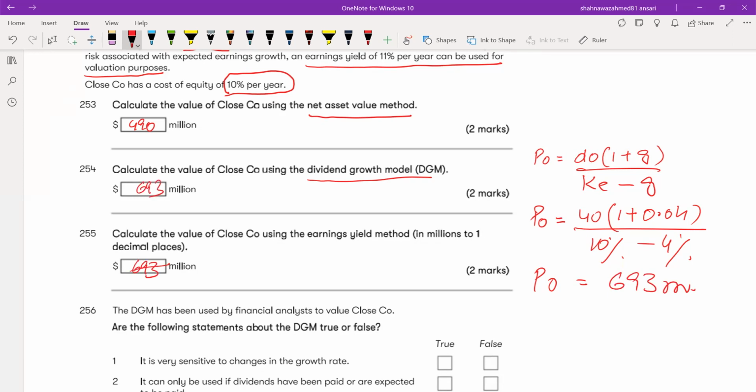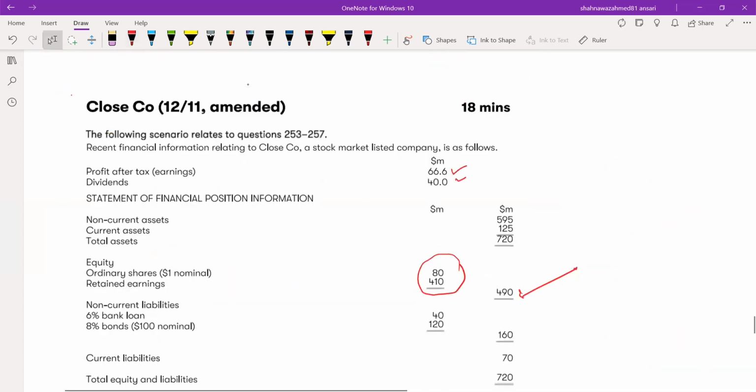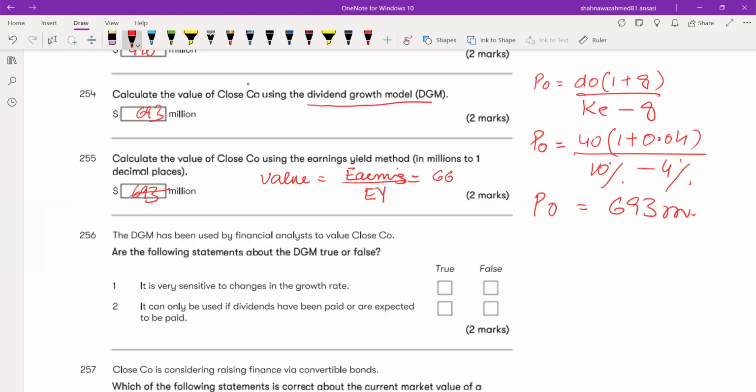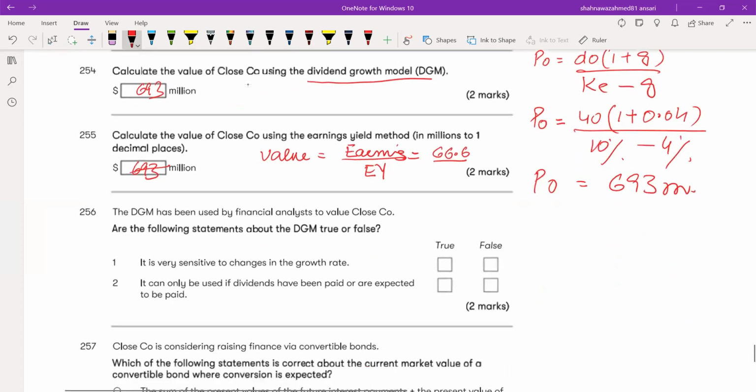Calculate the value of the closed co using the earning yield method. For the earning yield method, the value is earnings over the earning yield. Earning is given in the question. Current earning is 66.6 million over the earning yield, which is given as 11%, that is 0.11. So the answer is 605.5 million, to one decimal place.